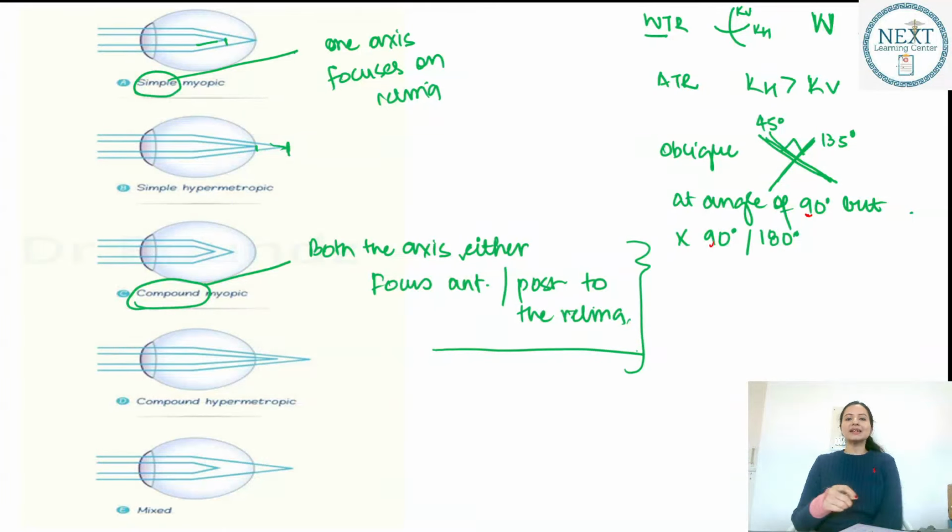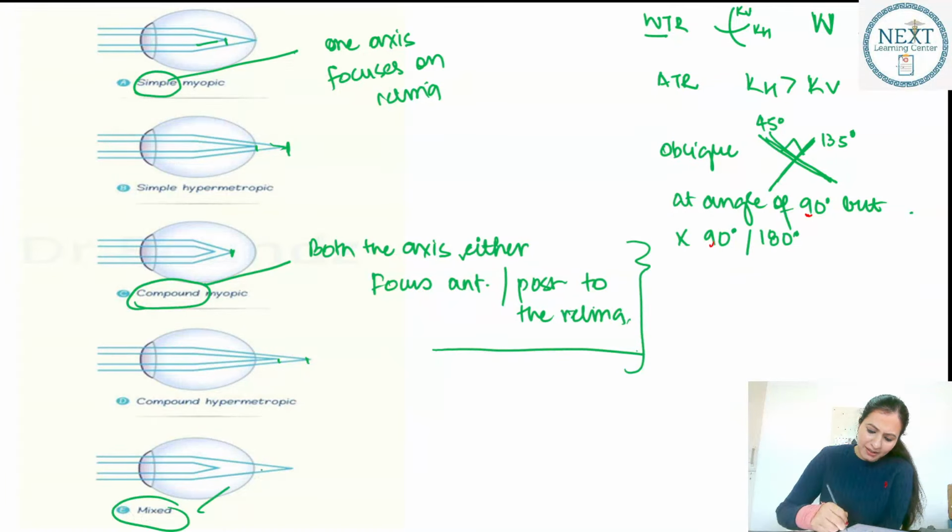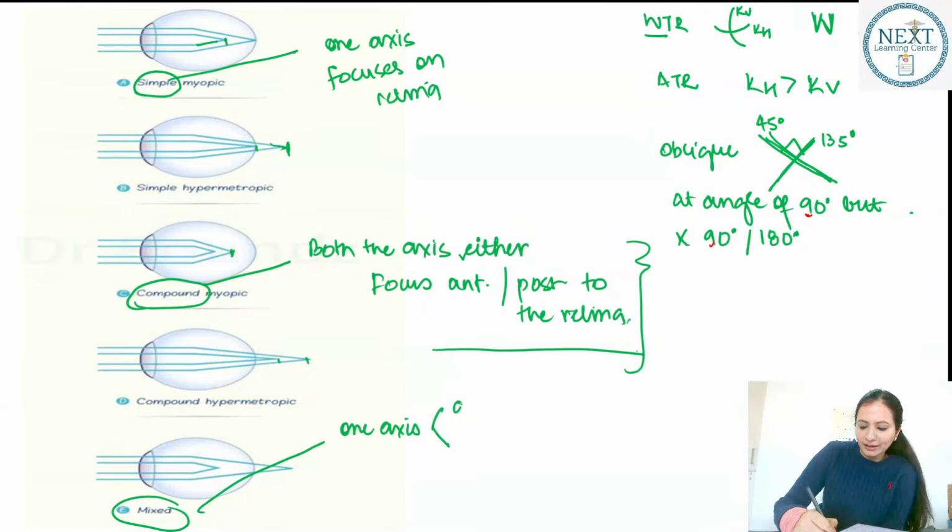So what happens in compound type of astigmatism? Both the axes, they will either focus anterior in cases of myopic or posterior in cases of hypermetropic. Mixed means one axis will focus anterior to the retina and the other axis will focus posterior to the retina.